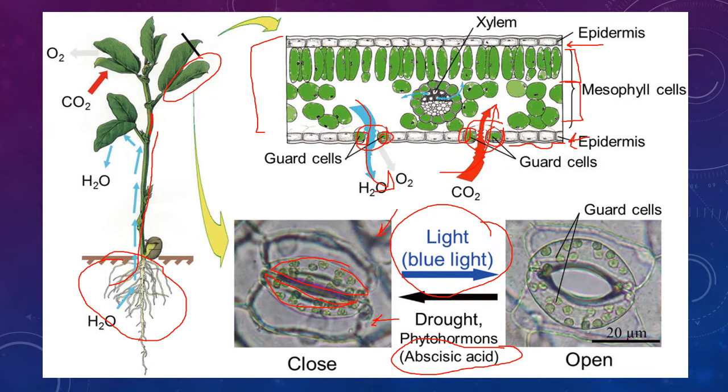So that water is drawn up to the leaves, and it is allowed to evaporate out through the stomata in exchange for a carbon dioxide coming in. So that's how that exchange happens. And so blue light is the trigger to open the stomata, because blue light again is what's used for photosynthesis, and so it opens the stomata because it requires an influx of carbon dioxide.